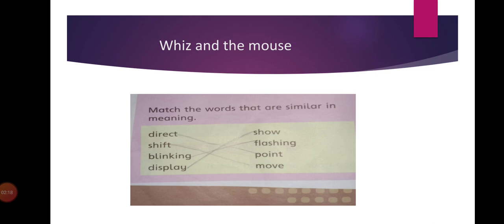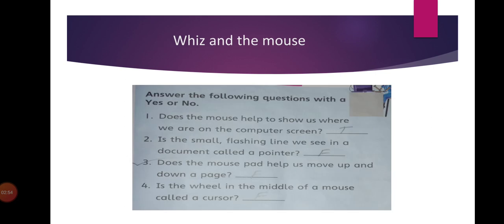And the third is blinking. Students, you see the blinking, we say that is a flashing line on the screen, and we match the blinking with the flashing, that is a similar meaning of that word. And the fourth one is display. Display means show. Okay, and those 2 words have the same meaning, so that is why we match the column.